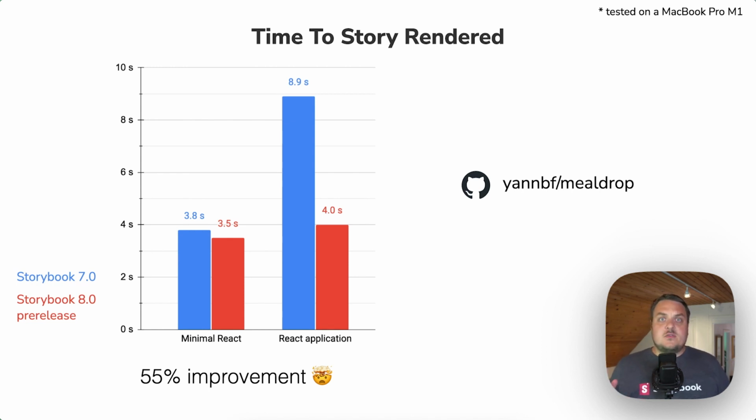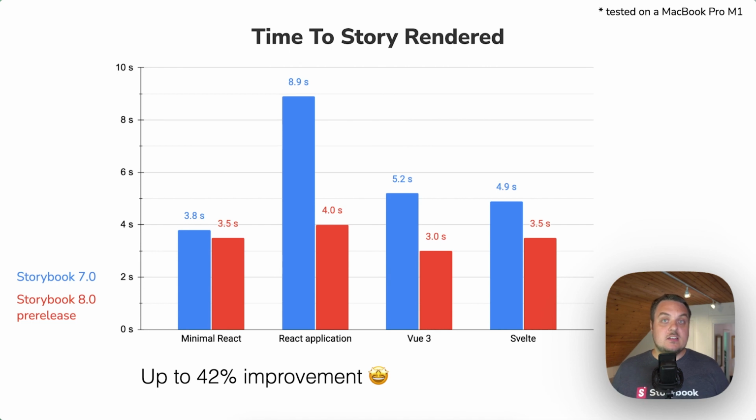But this is not just for React applications. We're seeing the same improvements happening in Vue and Svelte with 42% improvement of performance. And I think those are really great numbers, and it really makes the experience better when using Storybook with these frameworks. I can't wait to get Storybook 8 into your hands and let you try it out.